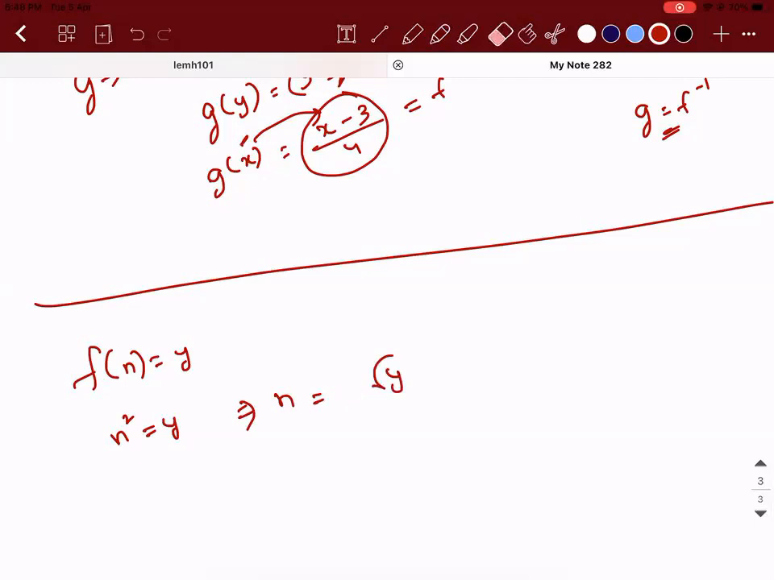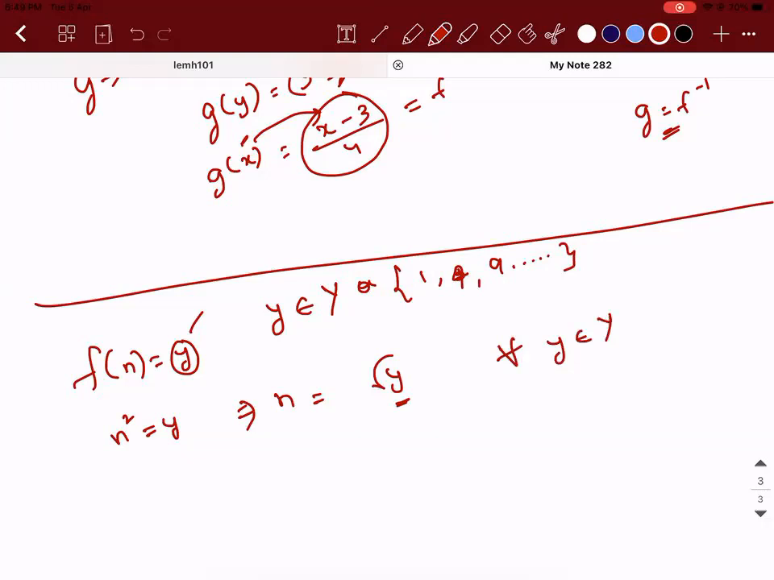Why? Because f of n is equal to y for all values of y that belong to which set? The capital Y set, the set of squares: 1, 4, 9, something like this. So n is equal to root y. If you substitute any value from Y, will you be able to get a natural number again? Yes. So for all values of y that belong to capital Y, there exists a pre-image. Hence it is an onto function.